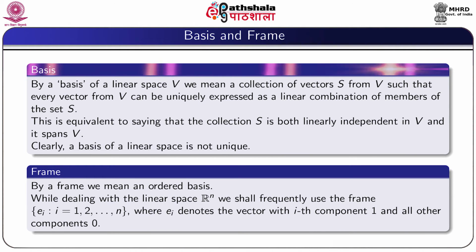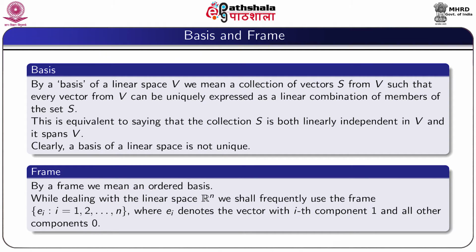We start with two concepts from linear algebra, basis and frame. We start with basis. Let V be a vector space over R. By a basis of V, we mean a collection of vectors S from V such that every vector in V can be uniquely expressed as a linear combination of members from S. This is equivalent to saying that the collection S is both linearly independent in V as well as a spanning set for V.